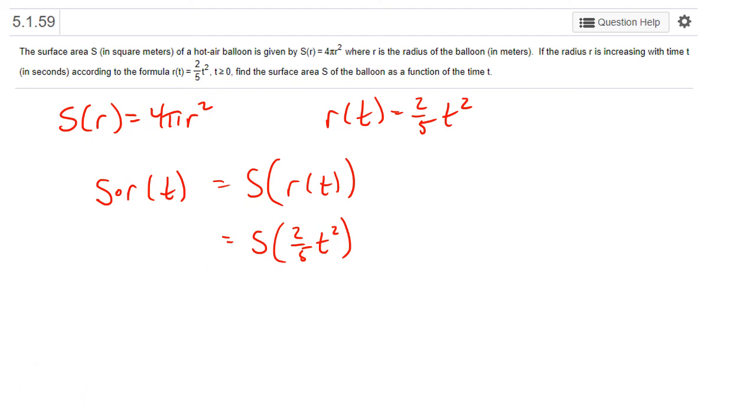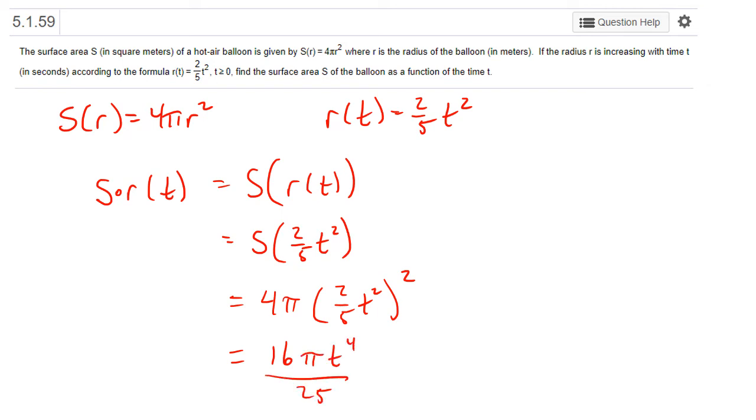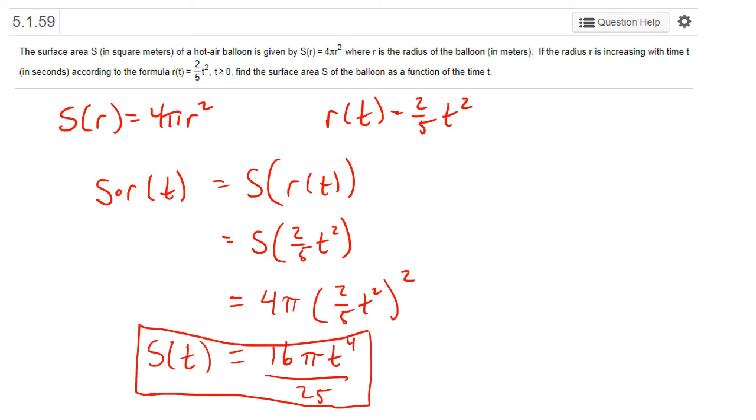So what is s of 2/5 t squared? It is 4 times pi times that input quantity squared. Once we distribute out that squaring and see everything that's going on, we end up with 16 pi t to the fourth over 25. And this is now s as a function overall of time. We plugged in time and we ended up with the surface area.